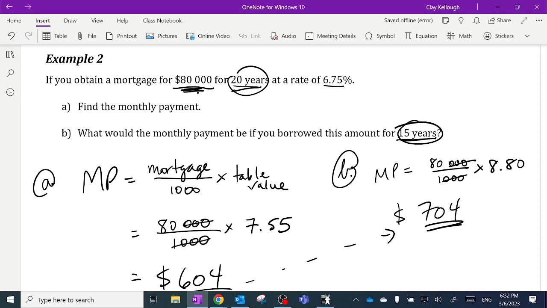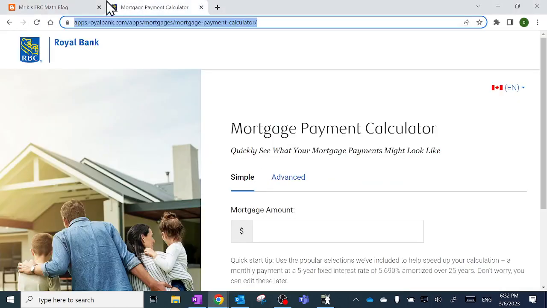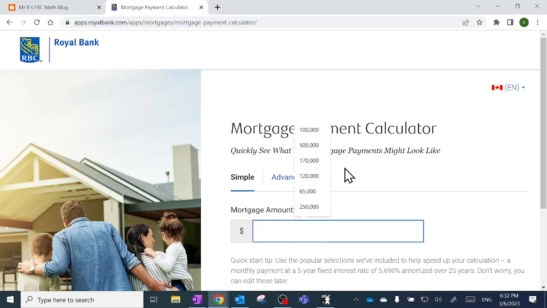Having said that, let's take a look at something a little more realistic. Yesterday we were looking at this online mortgage calculator, and we talked about something you'd see in this neighborhood quite a bit, a $500,000 house.